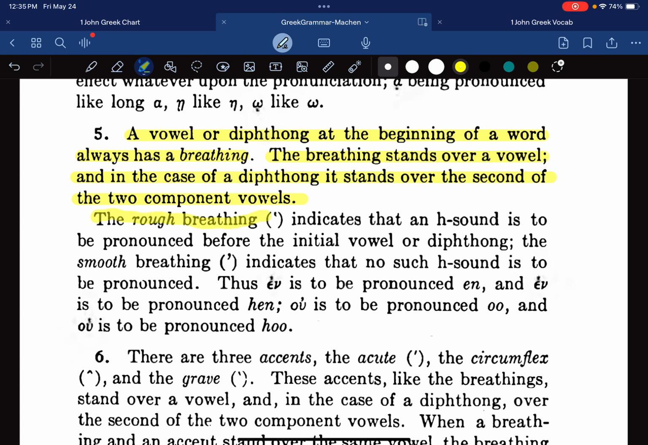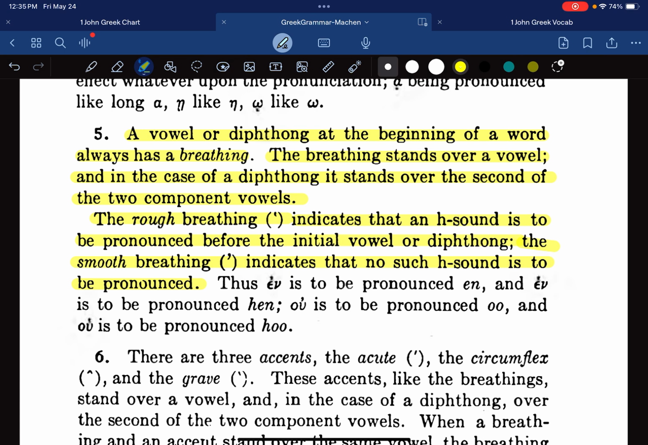The rough breathing mark, as we see here, indicates that an H sound is to be pronounced before the initial vowel or diphthong. The smooth breathing mark indicates that no such H sound is to be pronounced. In other words, whenever you see a rough breathing mark, you will put an H sound before the vowel. If there is a smooth breathing mark, then no H sound is needed. Just pronounce the vowel as normal.